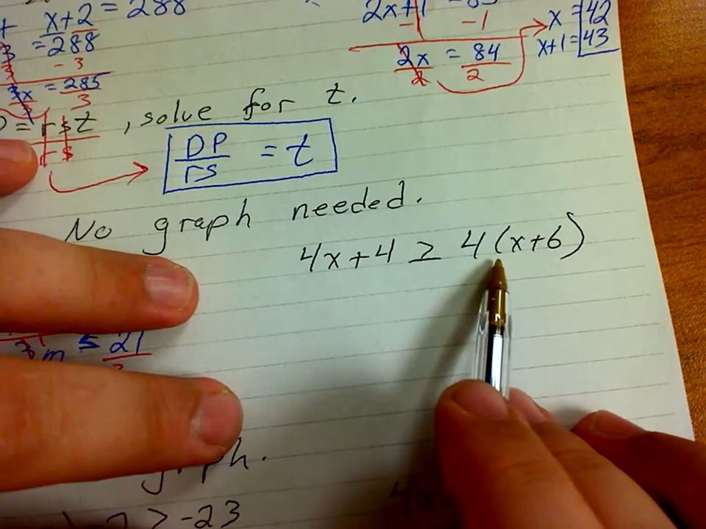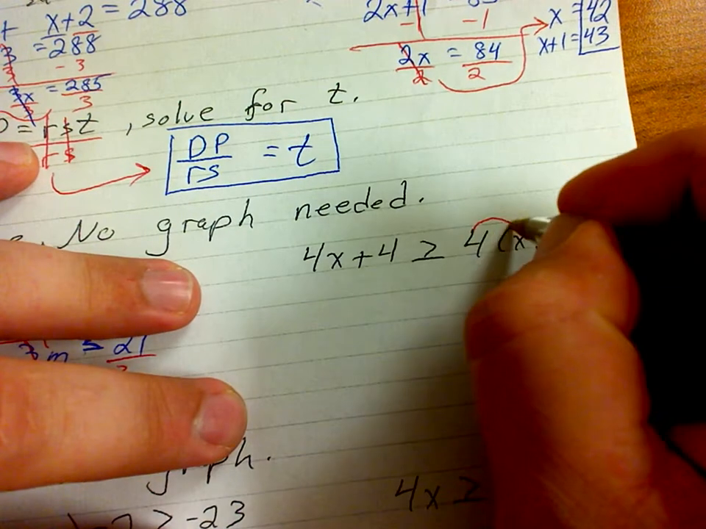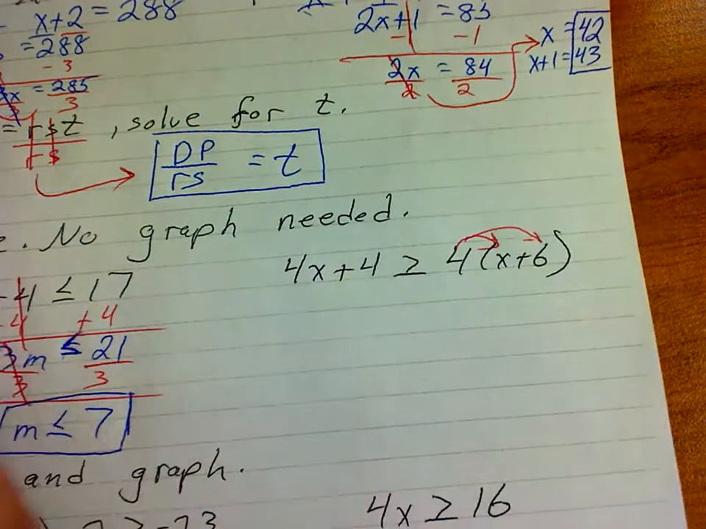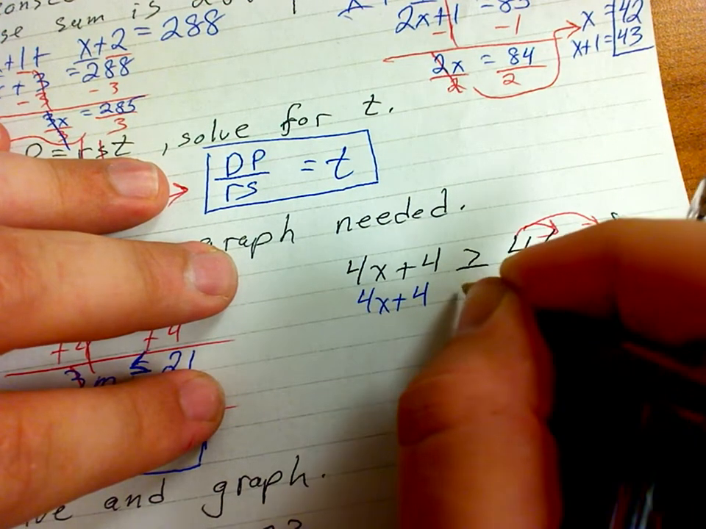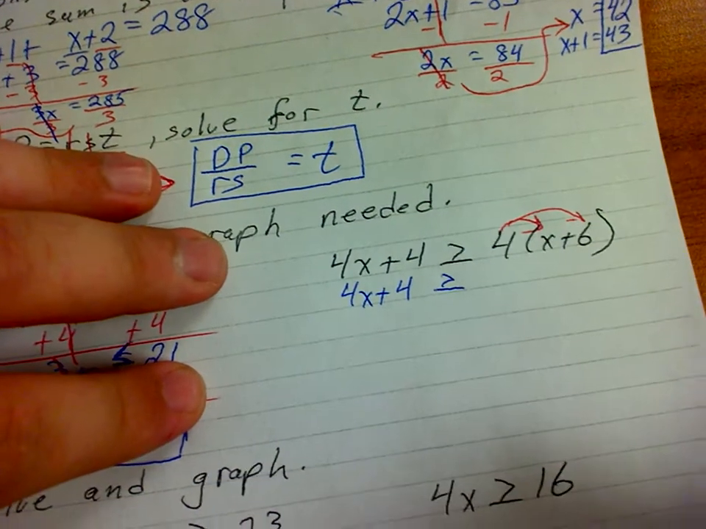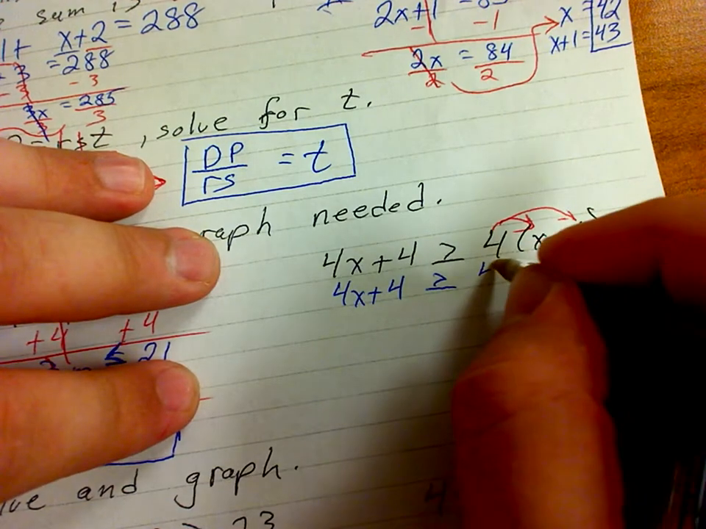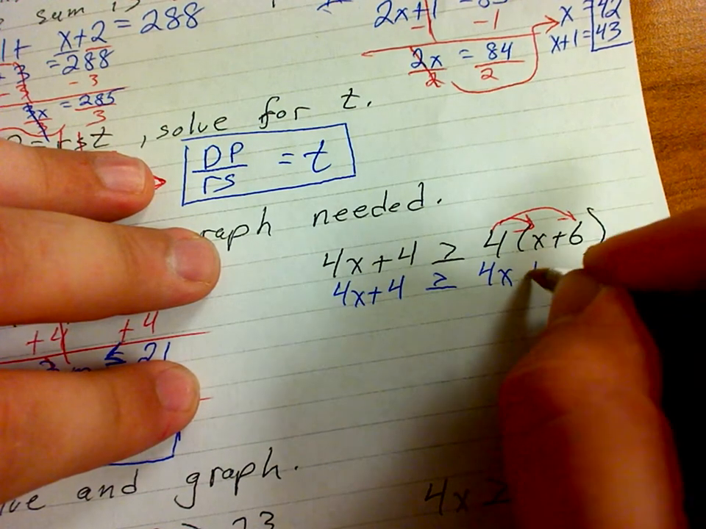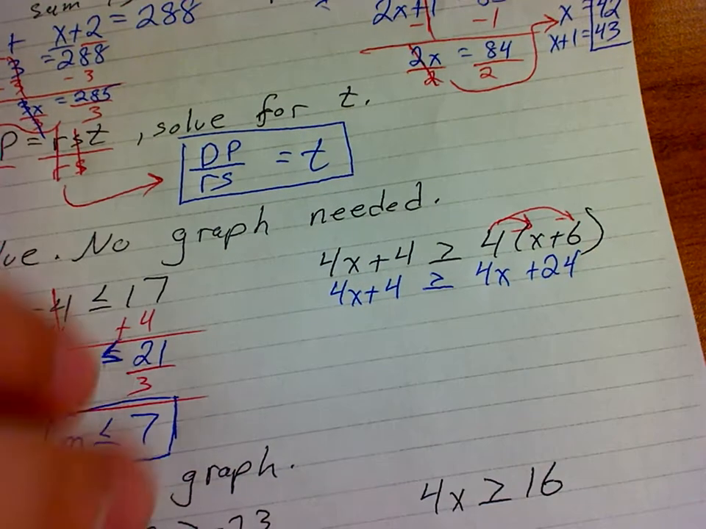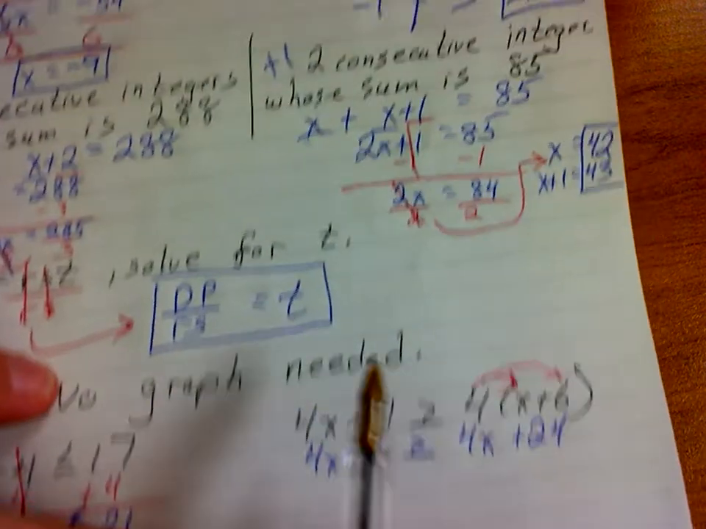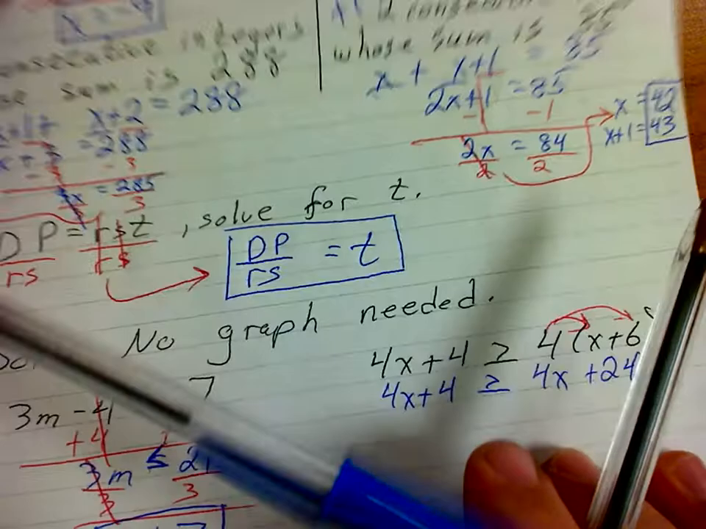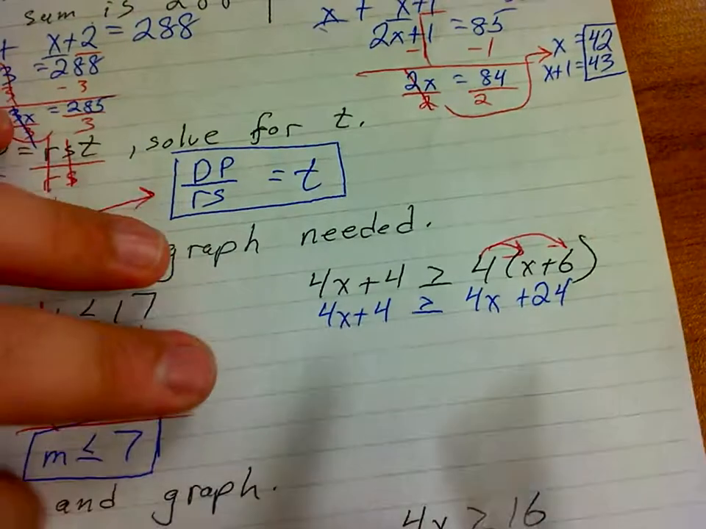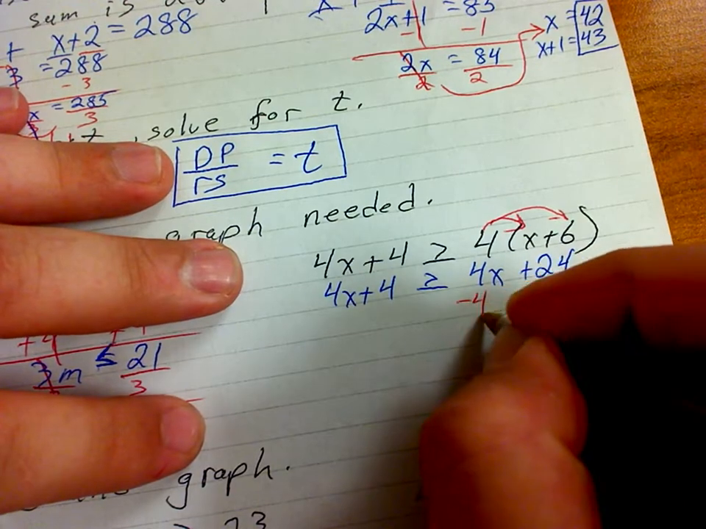Probably should go ahead and try to simplify this distribution here. So we'll have to distribute the 4 throughout the set of parentheses. Okay, we didn't do anything over here on the left side, so it's still 4x plus 4 is greater than or equal to 4 times x is 4x. 4 times 6 is 24. Now we might notice we have something similar to a problem up here where we had both a 5x and a 5x on both sides. Now we have a 4x and a 4x. Okay? So once again, when in doubt, let's go ahead and try to combine our terms here.